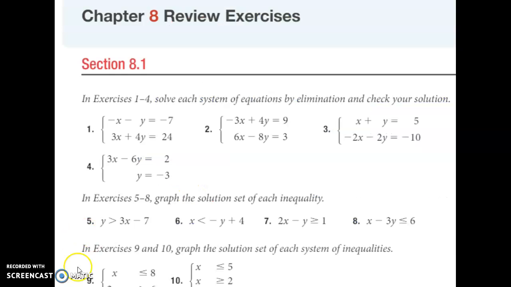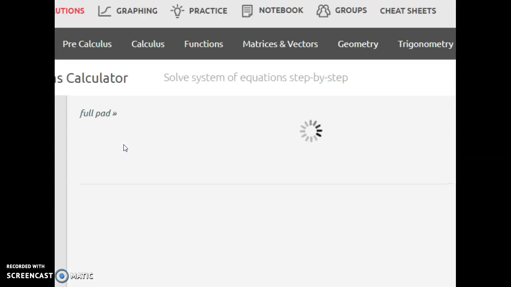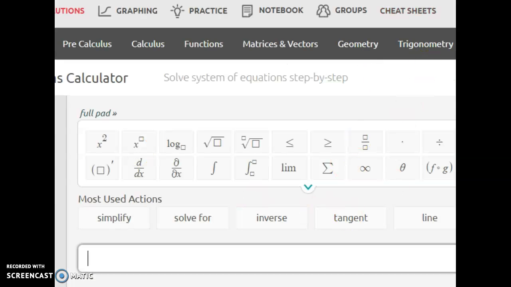Okay, and this is from the book. So these are the review exercises, and some of them I have on my study sheet, and I'm going to do number 1 in Symbolab, and I will answer those 2 questions as well. So here I have Googled Symbolab systems of equations. I'm going to click on it. Okay, and the following I have prepared.